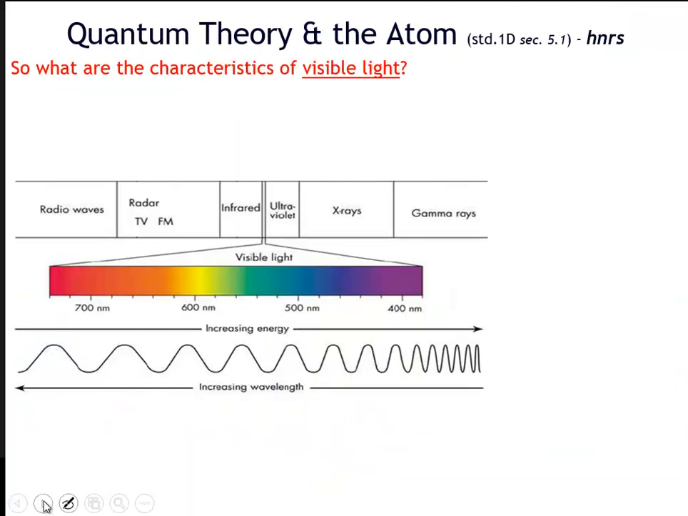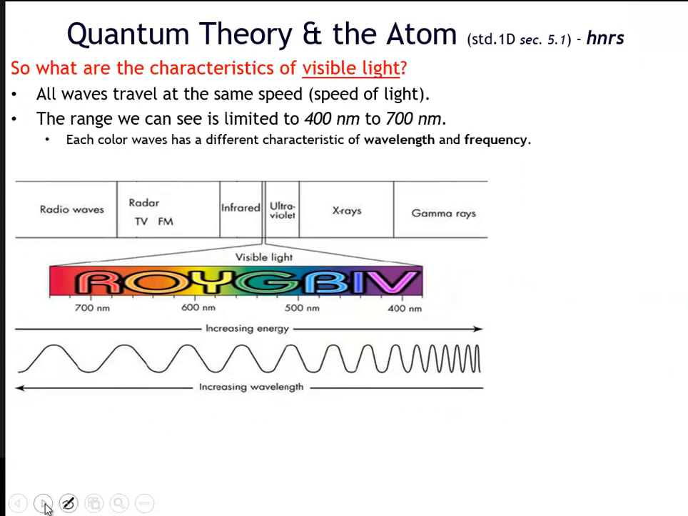So what are some of the other characteristics of visible light? Again, they all travel at the speed of light. The range that we can see is limited to 400 nanometers to 700 nanometers. Each of those colors of waves has a different wavelength and a different frequency. You can see at the bottom where I noted Roy G. Biv, an acronym you might have heard. If you haven't, I matched it up with the colors.